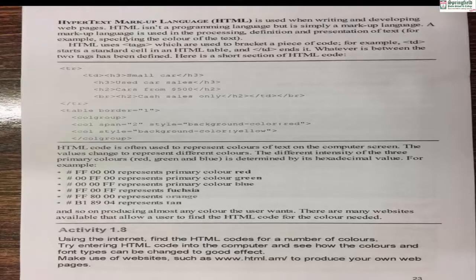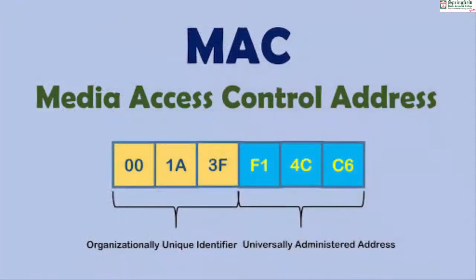Now the next topic is Media Access Control, also known as MAC. A Media Access Control (MAC) address is a number which uniquely identifies a device on the internet. The MAC address refers to the network interface card (NIC), which is part of the device, and the MAC address is rarely changed so that a particular device can always be identified no matter where it is.